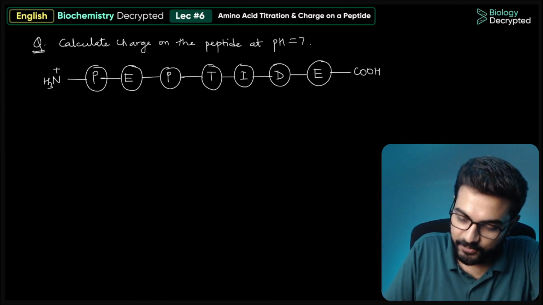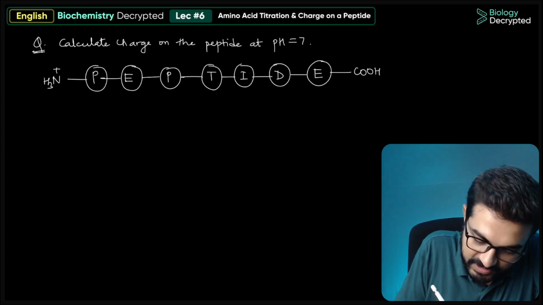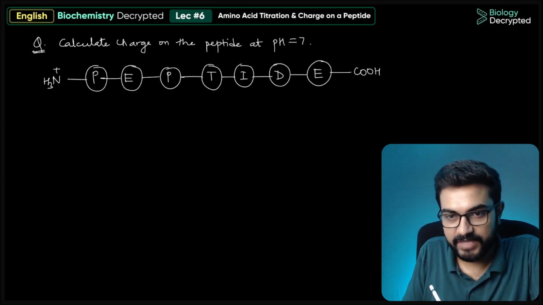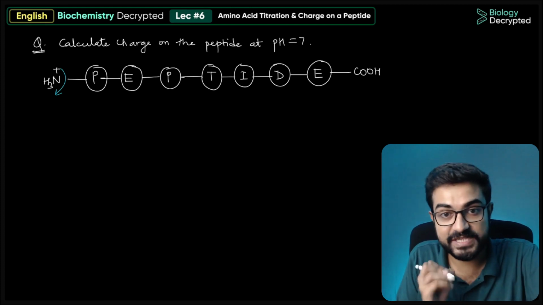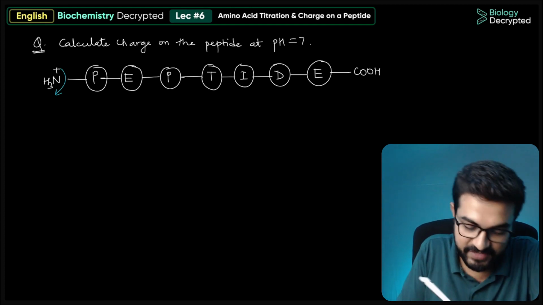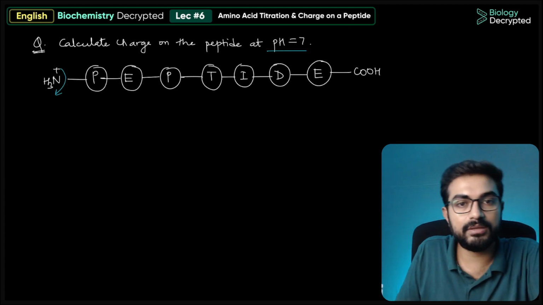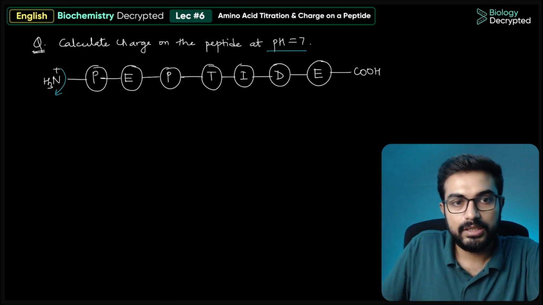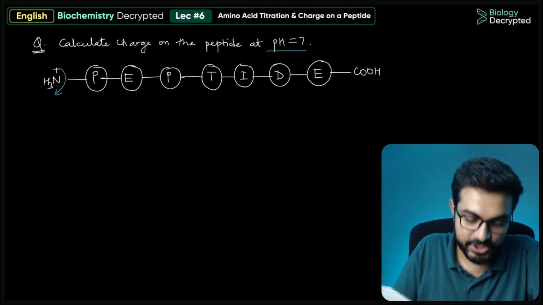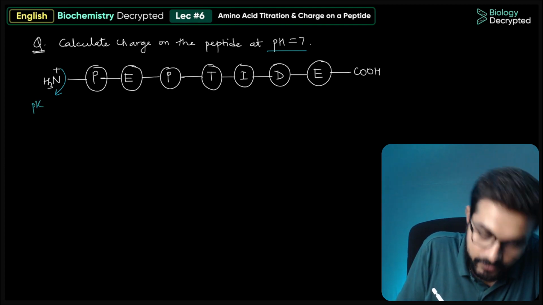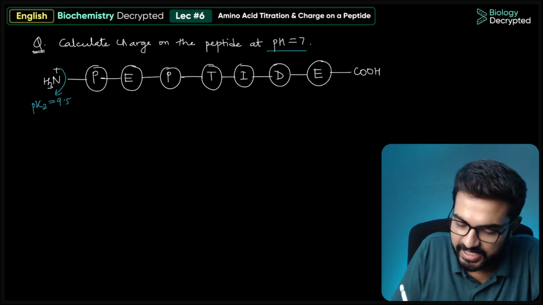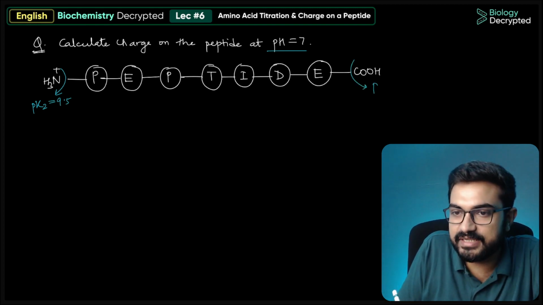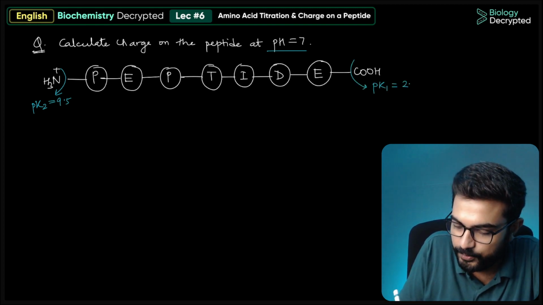Now, as we know, this is your alpha amino group, and it's very important to specify the groups and their pKs, because only then can you calculate the charge at a particular pH. So here we take into consideration pK2. Let's consider it as 9.5 on average. For the COOH, let's consider pK1 as 2.2.